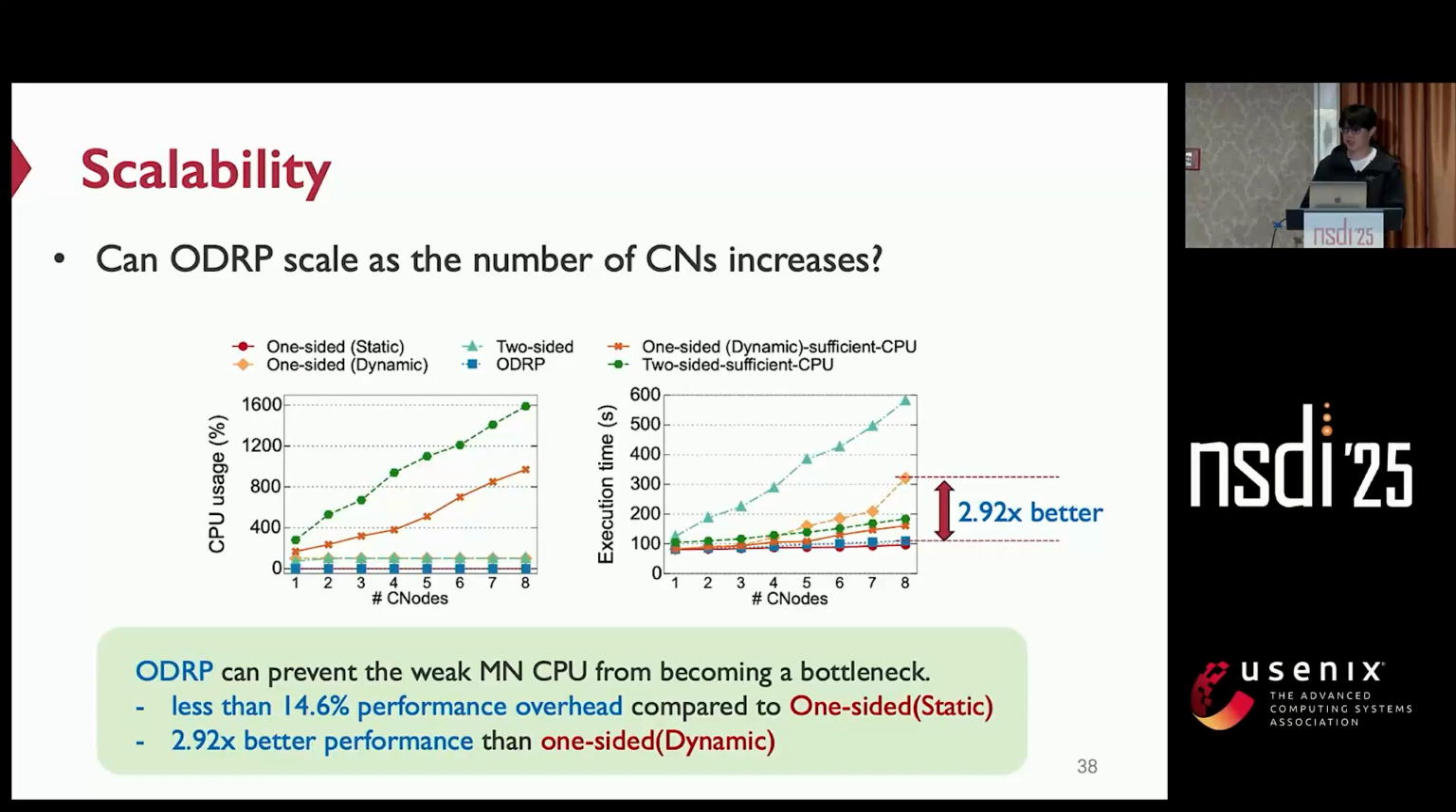In our scalability evaluation, we increase the number of compute nodes from 1 to 8, each running 4 quicksort tasks. ODRP only introduces up to 14.6% performance overhead compared to one-sided static. Compared to one-sided dynamic, it shows 2.92 times better performance.